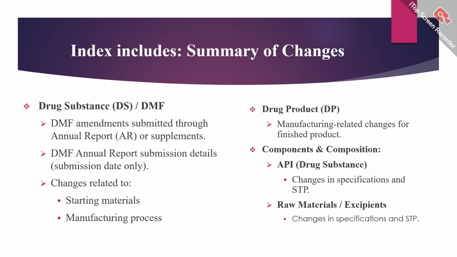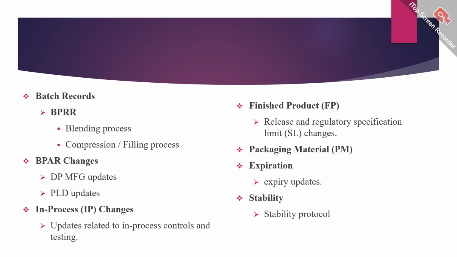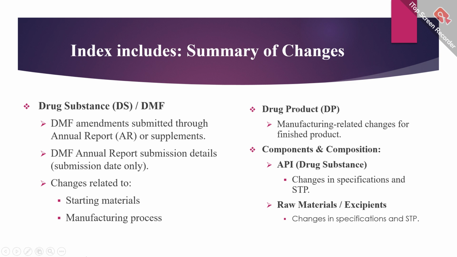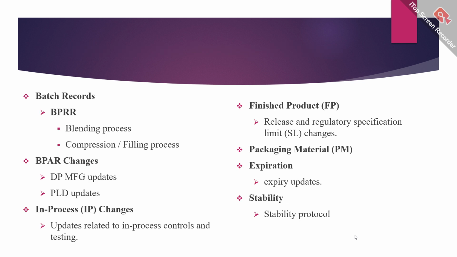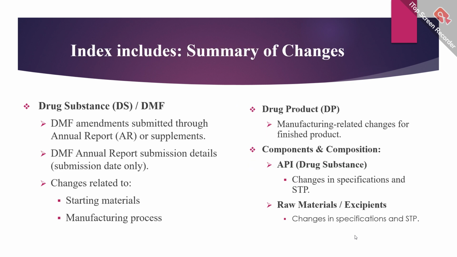See here, index. Index includes summary of changes. In the index, we will be having so many parts. We will explain in detail. Okay, see here. In index, we include drug substance, drug product, components and composition, and batch packaging records, manufacturing changes, and in process specifications and analytical methods of finished product in process, and expiration dating period, stability. See, one by one, we are going to see.